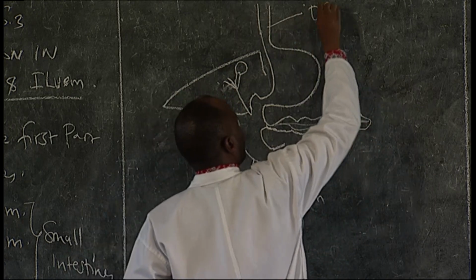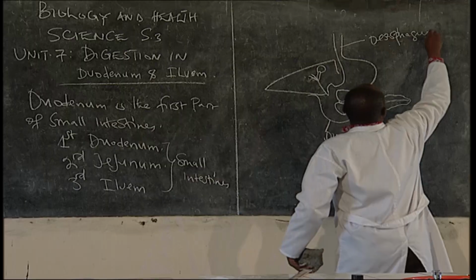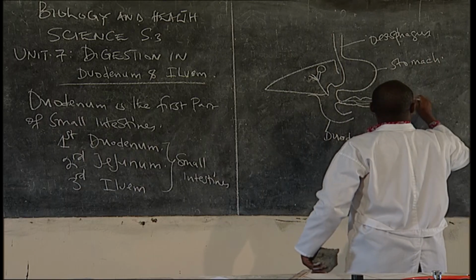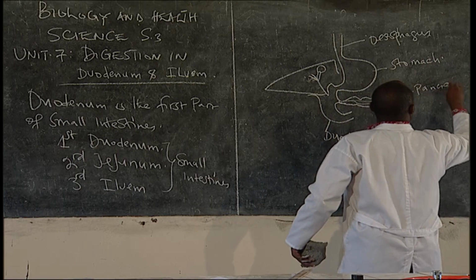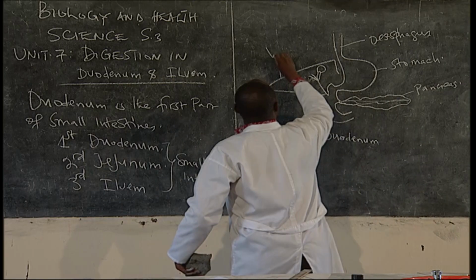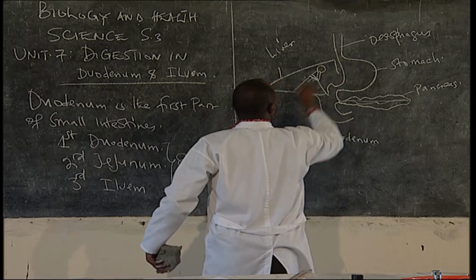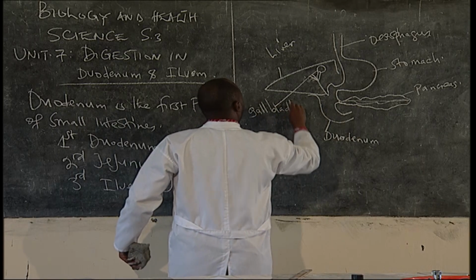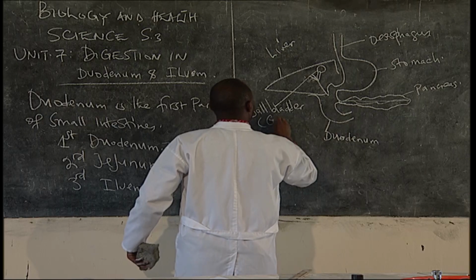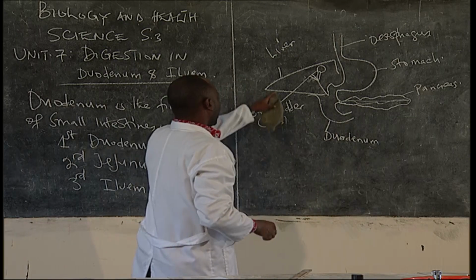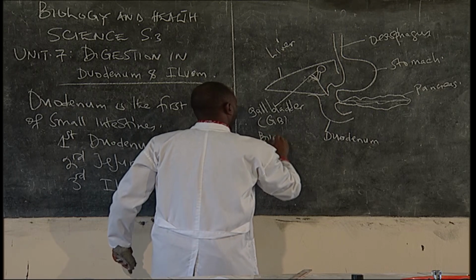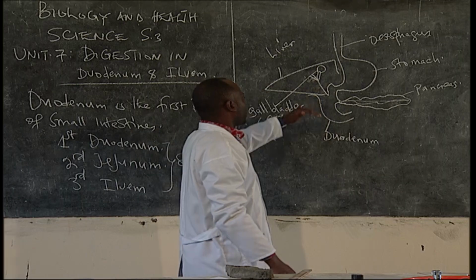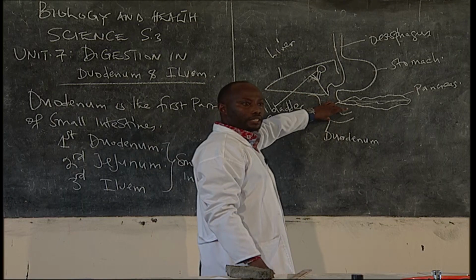This one is the esophagus. Now this is the stomach wall. This is the pancreas. This is the liver. And this one is the gallbladder, or in brackets GB. The gallbladder produces what you call bile. This is a small diagram that tries to show that the first part of the small intestine is the duodenum.